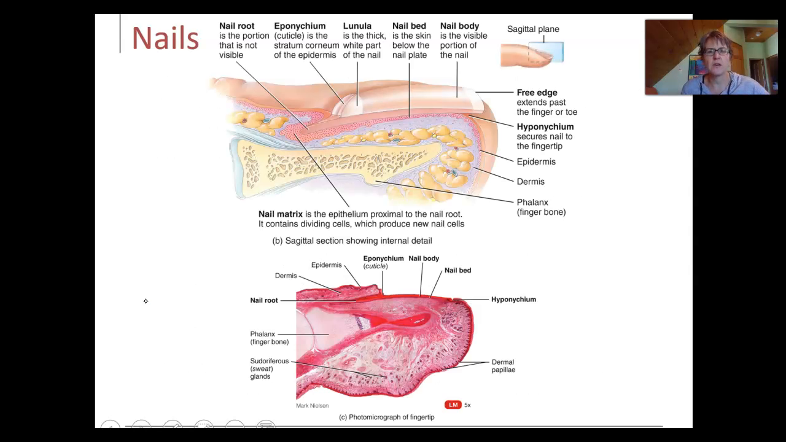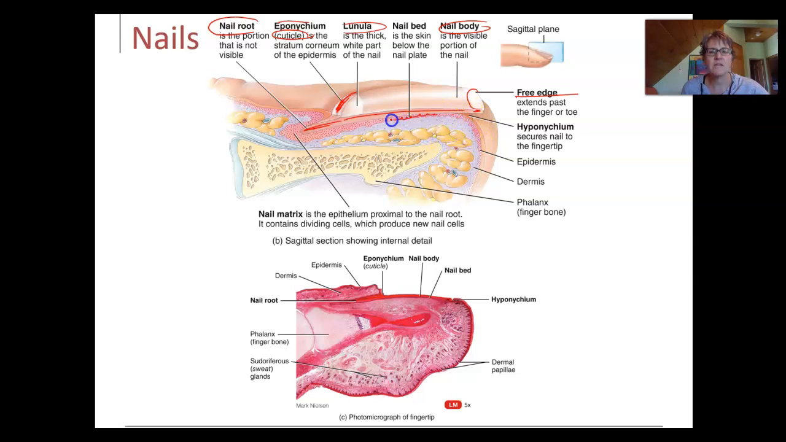Okay, so let's go here. We have the free edge extending past it. We have the nail body. We have the lunula. We have, I'm going to call it cuticle. You can call it eponychium. That is this part here, right? Sometimes you push down your cuticles. And then if this is the free edge here, this is the nail body. Down here, under the skin, is the nail root, okay? Those are the regions of the nail.